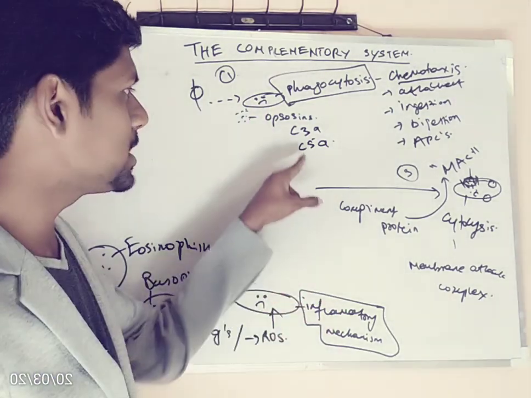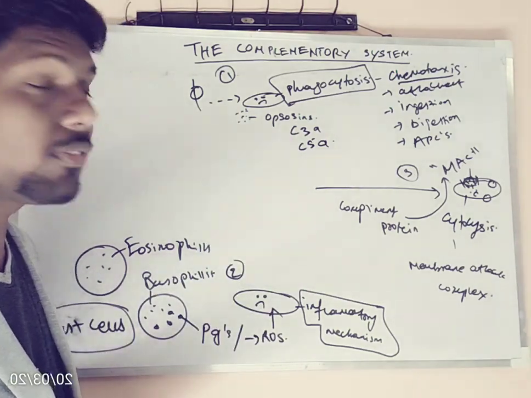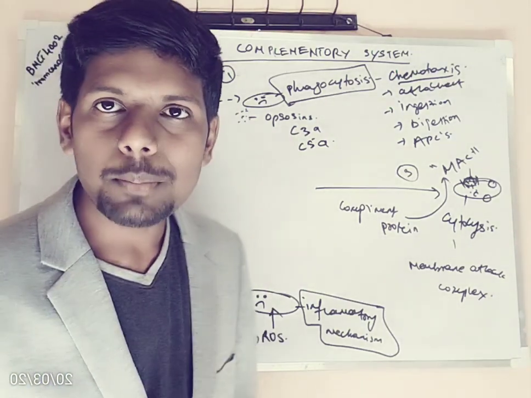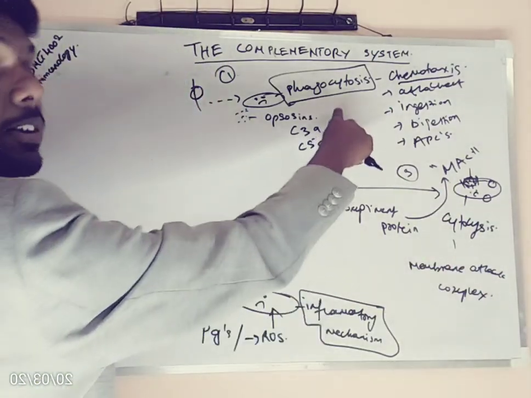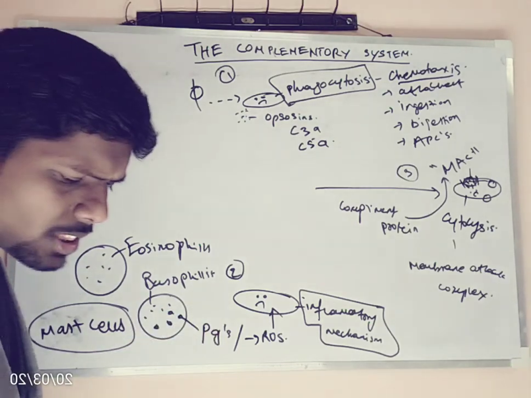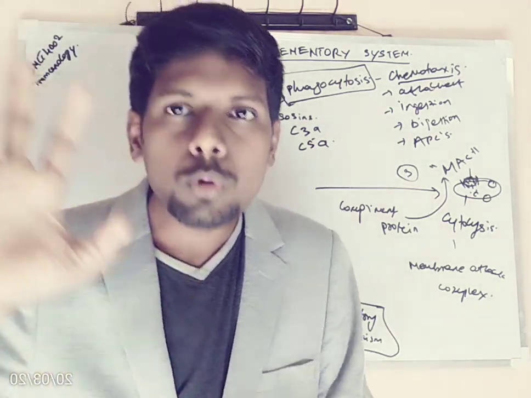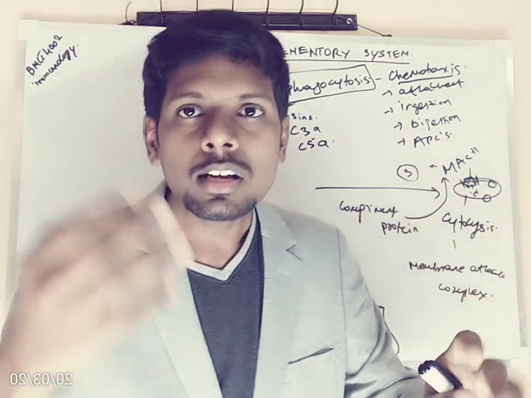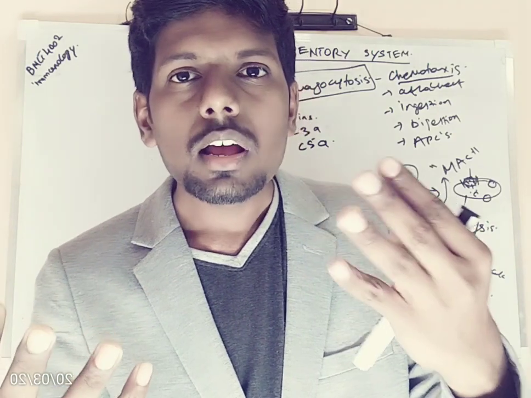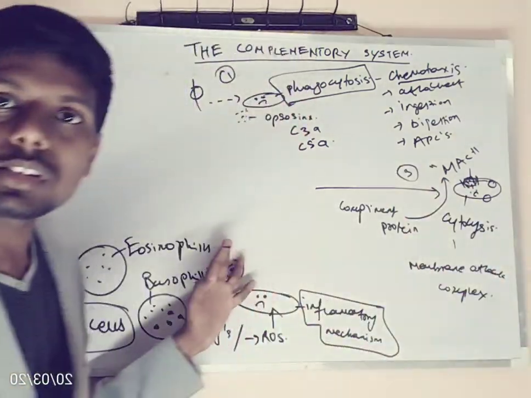By the way, what is this C in C3 and C5A? They are complement proteins. So complement proteins play an important role in phagocytosis. Let me say one thing, students. The complement system will activate both your innate immunity and acquired immunity. I mean your cell mediated immunity and antibody mediated immunity are triggered by the complement system.